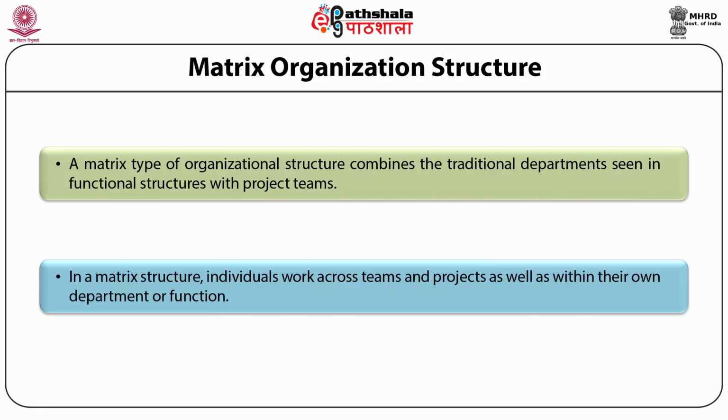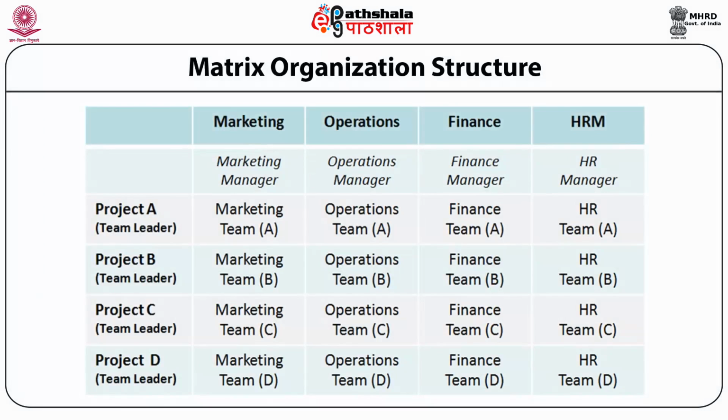Each team member can find himself or herself with two managers, that is, their normal functional manager as well as a team leader of the project. This depicts the diagram of matrix organization structure.